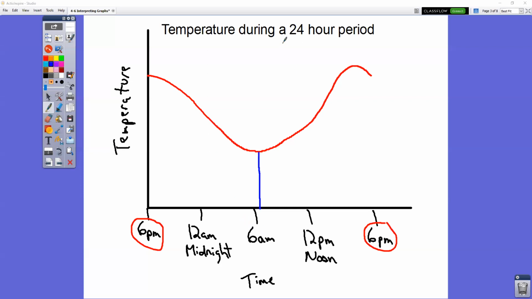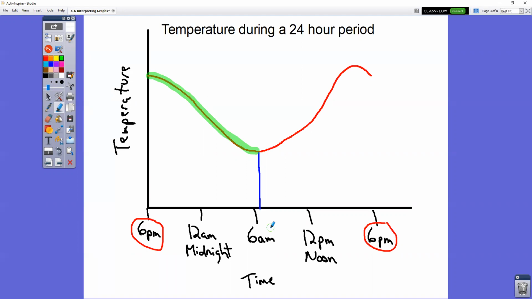Take a look at where, and I want you to think about, from what time to what time is our temperature decreasing? Remember that decreasing means going down. So my temperature is decreasing from 6 p.m. down, down, down, down to approximately that 6 a.m. spot. So from 6 p.m. to 6 a.m., the temperature is going down.